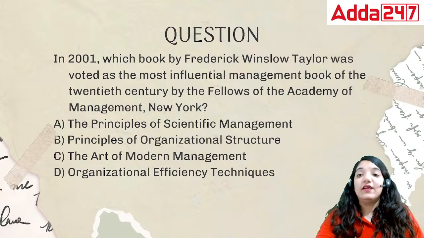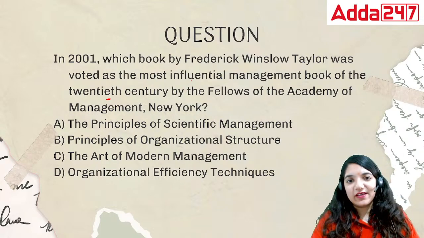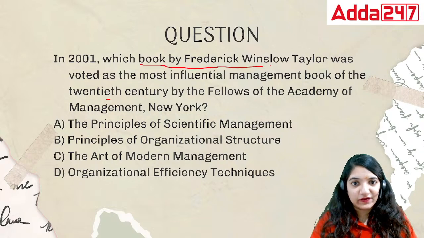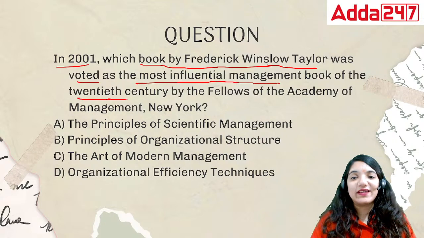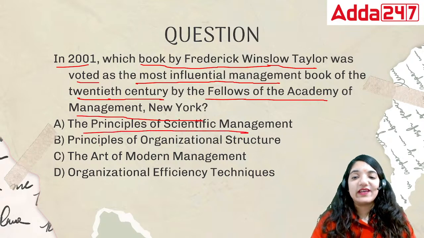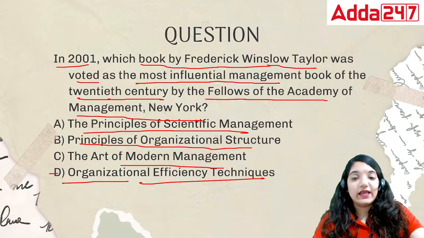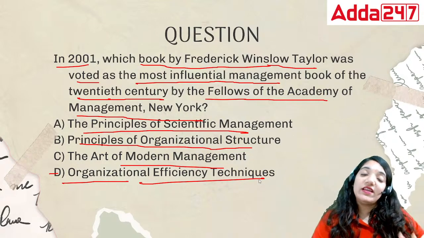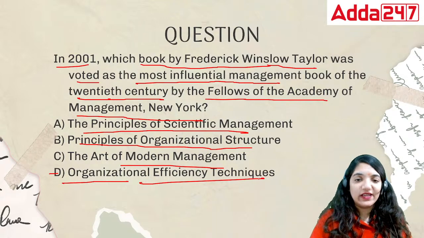Okay, next question. In 2001, this is what I tell all the bankers. If they want to make the paper difficult, they will quote the works of various philosophers. Now, in this case, it is given that in 2001, which book by Frederick Winslow Taylor was voted as the most influential management book of the 20th century by the Fellows of the Academy of Management, New York? Principles of Scientific Management, Principles of Organization Structure, The Art of Modern Management, or Organizational Efficiency Techniques. Again, the name, the book, the entire details are given in our Macmillan book only, right? All the questions that we are dealing with today are nowhere else.